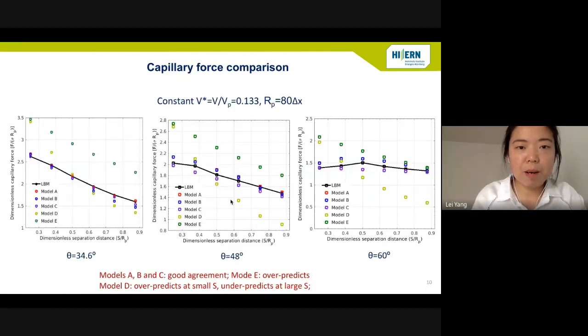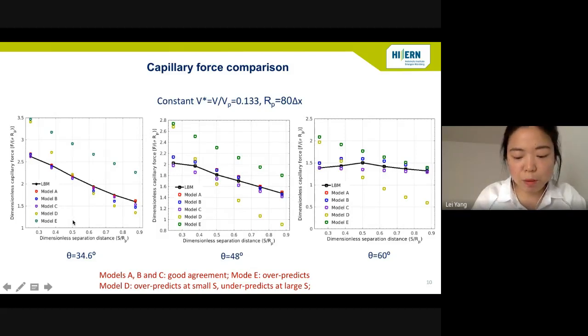And then we make comparisons between the simulation and the theoretical models. We fixed the droplet volume, and then we change the contact angle and also the separation distance between the particles. At small contact angle, we found the capillary force decreases with the increase in separation distance.